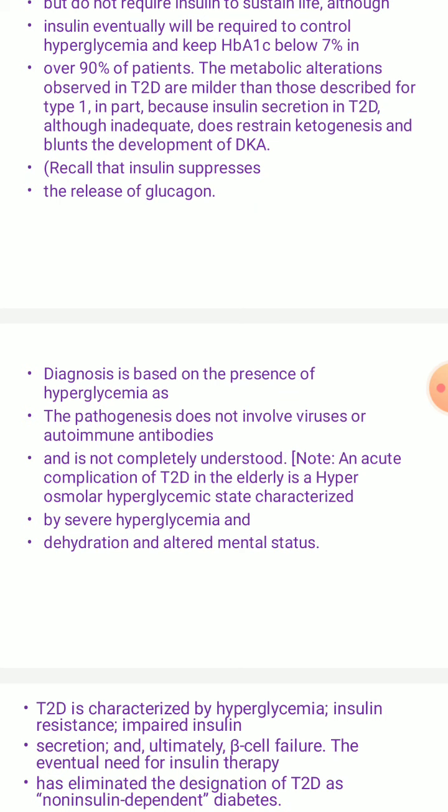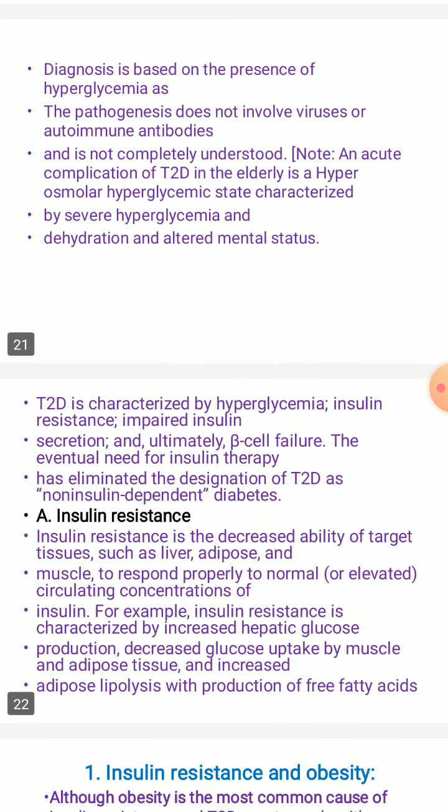One more note here: an acute complication of type 2 diabetes in elderly people is a hyperosmolar hyperglycemic state, characterized mainly by severe hyperglycemia, dehydration and even altered mental status. So you can observe all these things: severe hyperglycemia, dehydration and altered mental status.